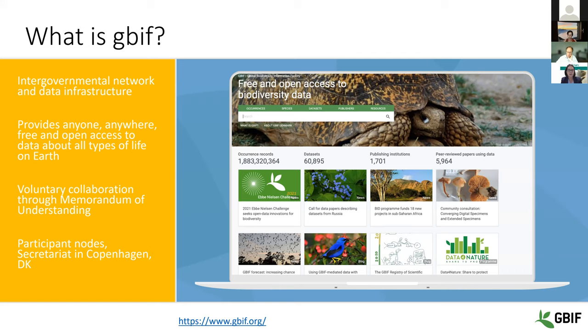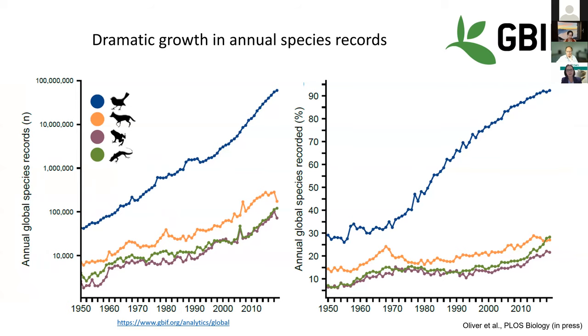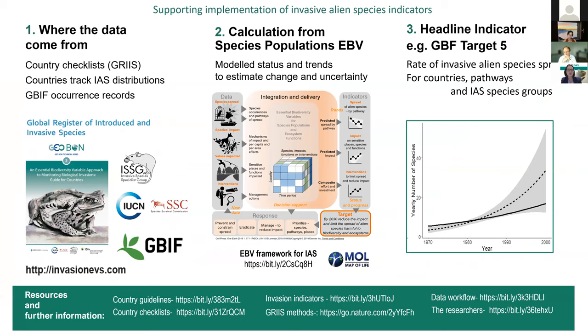If we move on. Here's a map of the density of records. If we go to the previous one, please, Walter. It's a bit slow.